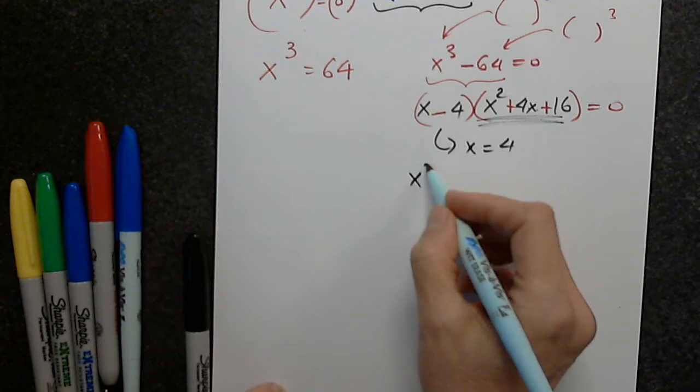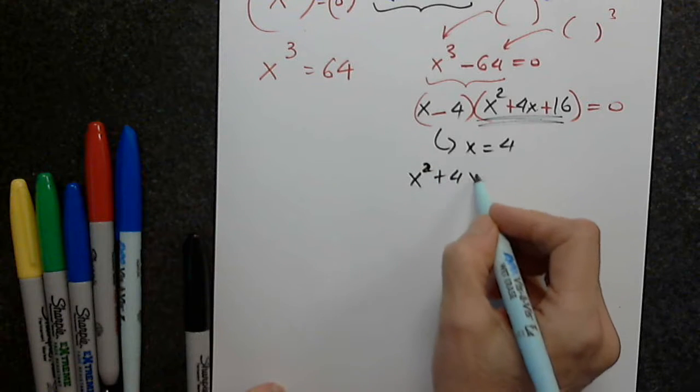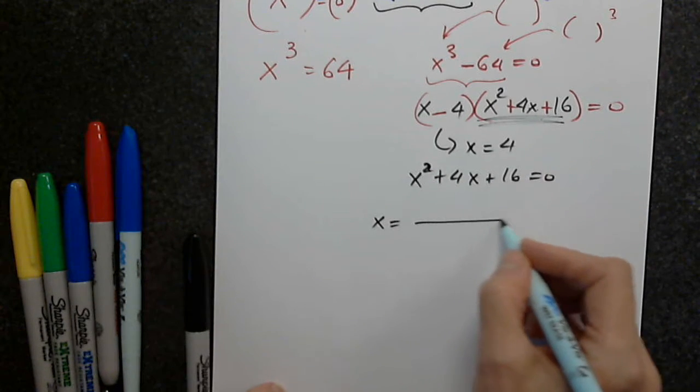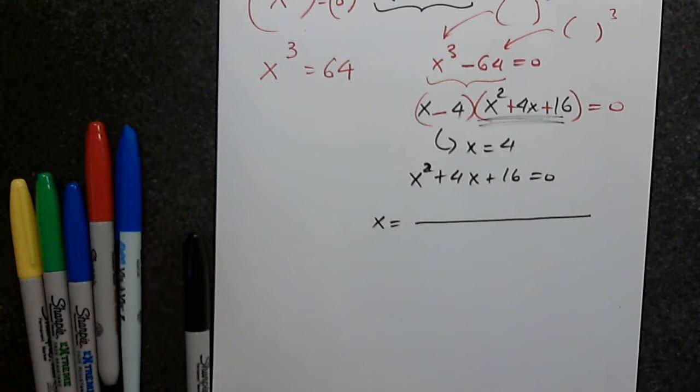So let's write x squared plus 4x plus 16 equals 0. And what do I do? Remember we learned or reviewed 4 different methods of solving quadratic equations. This is not factorable. I cannot take the square root. I will not complete the square unless you force me to. So what is the only chance?